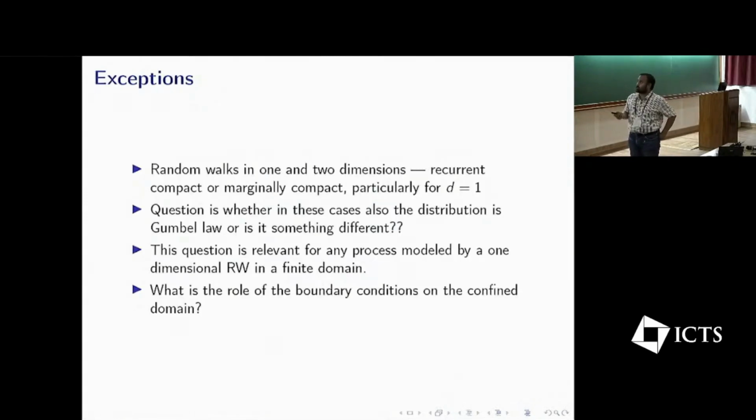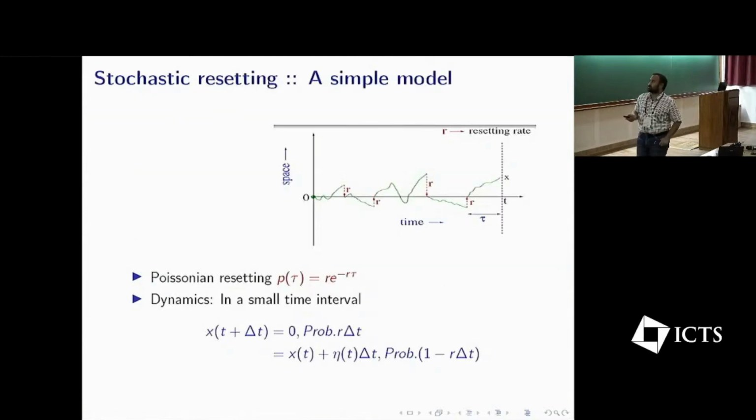But the problem arises when the walk is compact, recurrent, or marginally compact, particularly for d equal to 1. The question is whether this follows the Gumbel law or something different. Similarly, in this kind of process, can resetting make these processes more efficient? Efficient means the search time decreases.